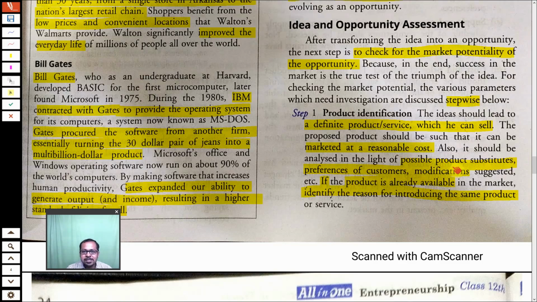For example, already some products are there, then you can see whether you can have some substitute for that product so that people may use your product in place of that product. You also need to take into account preferences of customers. You also need to keep in mind their suggestions or their modifications expected. And if the product is already there in the market, then you need to identify the reason why you need to introduce the new product.